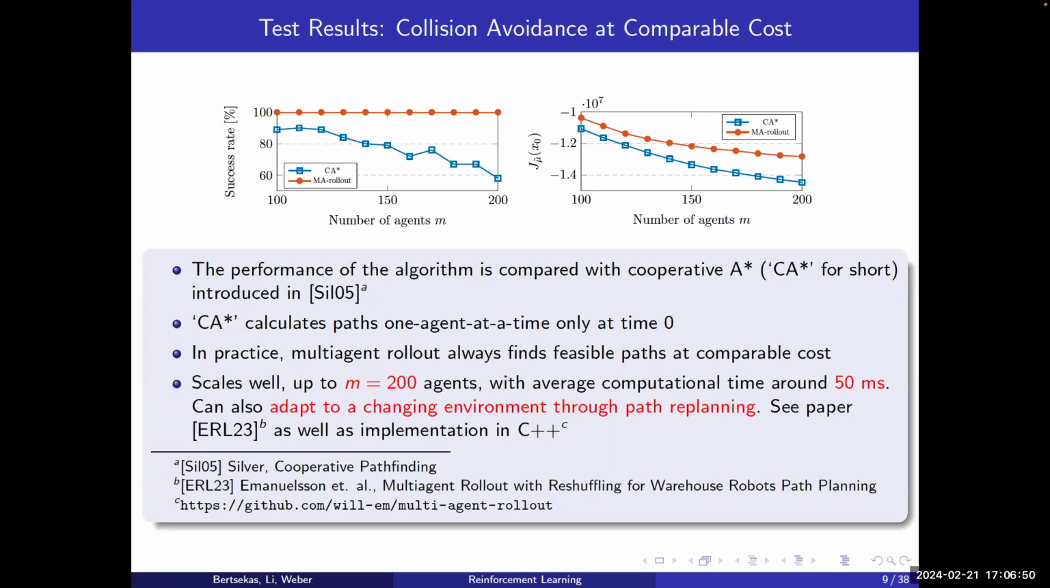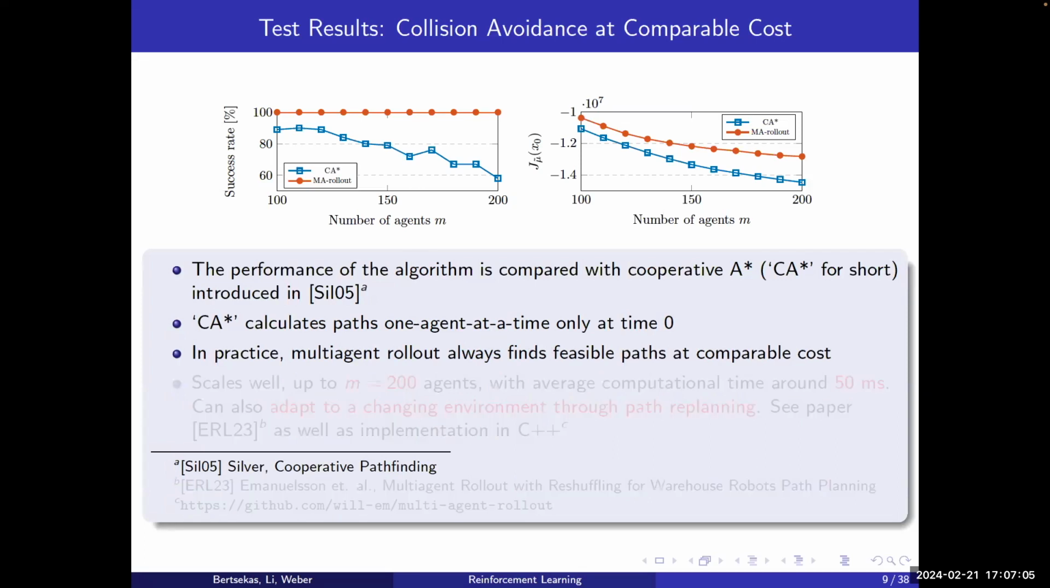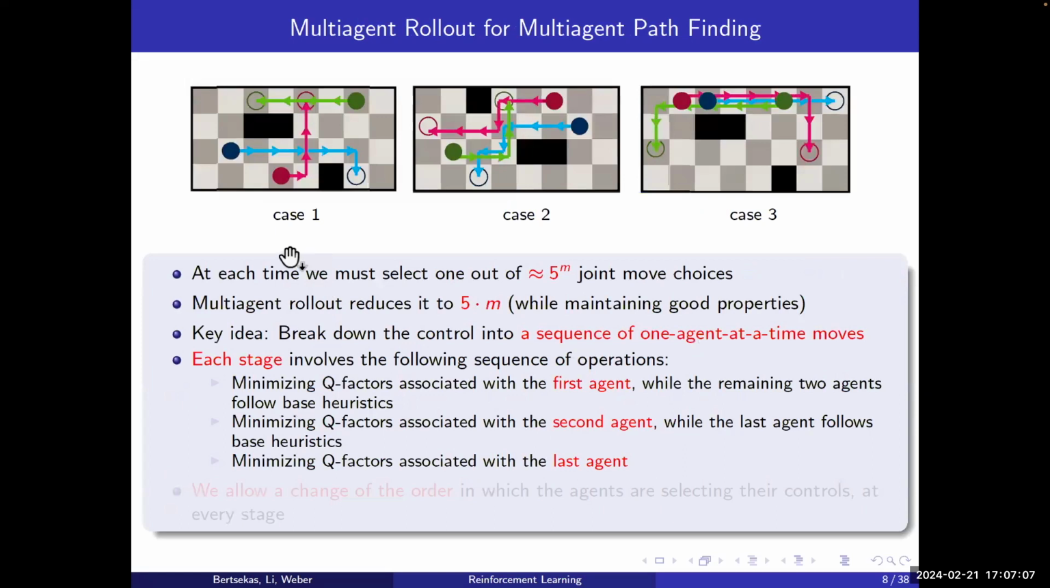Well, that's a fair question. What happened with CA star is that it calculates the entire path one agent at a time. More specifically, it's calculating in an environment. So if we look at a grid environment, it's a static environment, right?